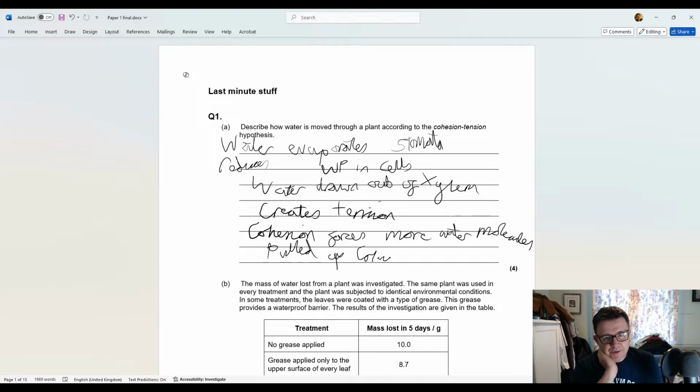So I'll just give you a moment just to write that down. Excuse my writing. I'm going to get a better tablet. Okay, you got that? Hope that's okay. So that's the first thing I wanted to show you. So cohesion tension, I think, would be good. Right.